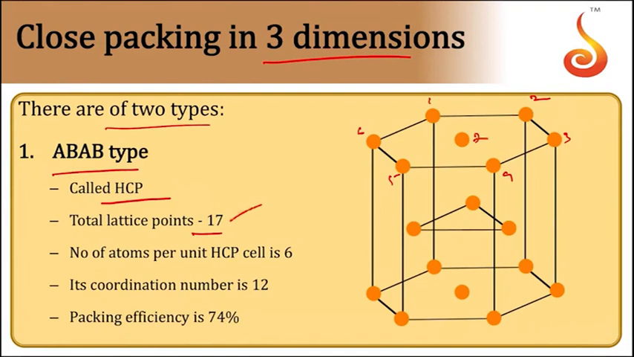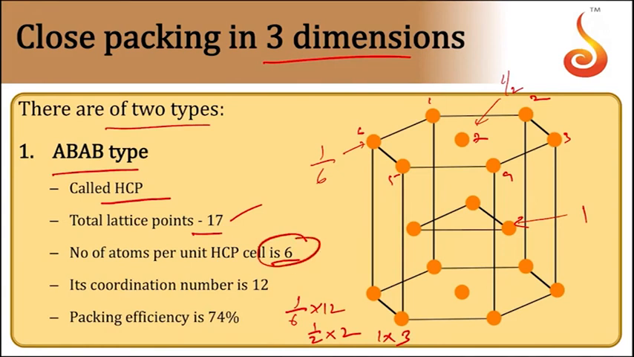Now the number of atoms per unit cell is equal to 6 in this case, because here the corner atom is shared by 1/6, and the middle one, the face one, contribution is half, and the center one contribution is equal to 1. Basing upon all these things, 1/6 into 12, and then half into 2, and 1 into 3. Total number comes to altogether 6. So number of atoms per unit cell are 6 now.